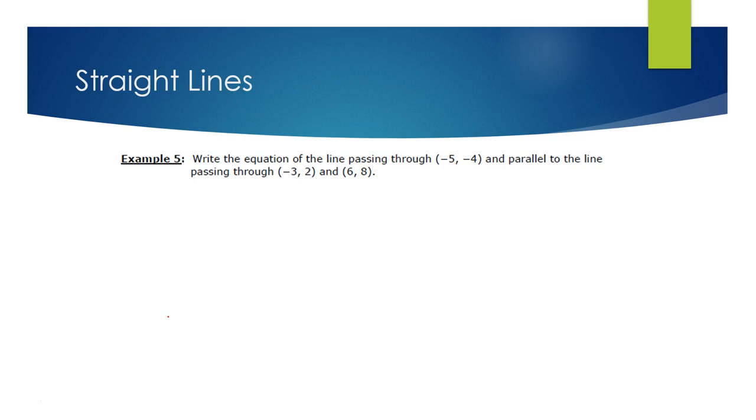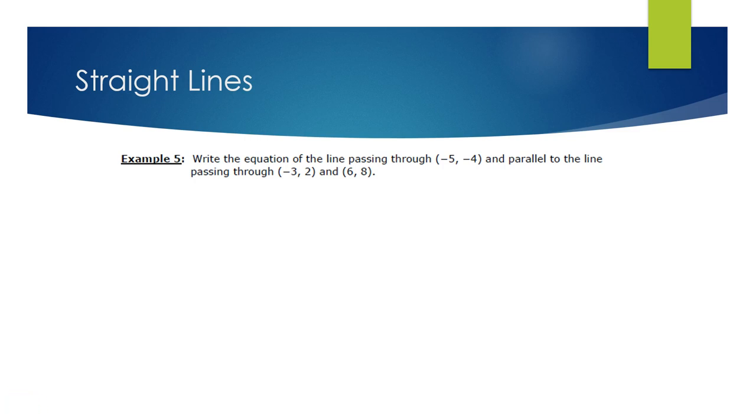But it could be done. I could write the equation of a line in any format as long as I know the slope and I know a point that it passes through. If I'm missing one of those pieces of information, I can't do anything. So we want to write the equation of a line passing through negative 5, negative 4, and it's parallel to the line passing through negative 3, 2, and 6, 8.